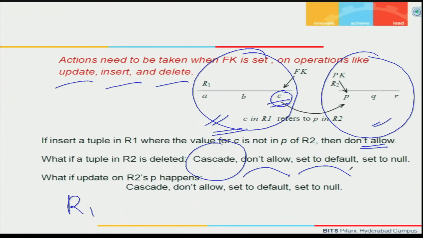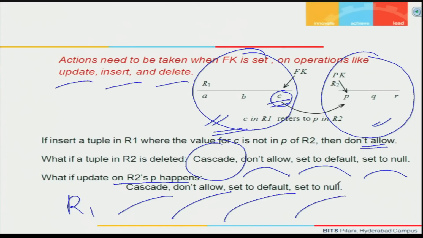That is possible. The next strategy is set to null, because when I have a foreign key constraint, a value under a column can be null. It is possible, so we can set it to null. What if an update on R2's P value is happening? Again, I can adopt the same actions, that is cascade the update, don't allow it at all, set it to default, or set it to null.